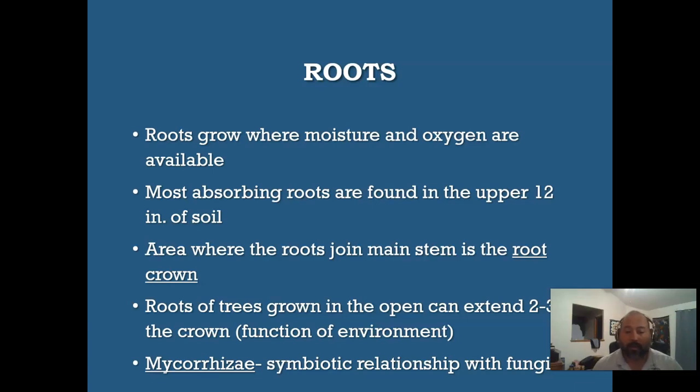The area where the roots join the main stem is the root crown. The roots of trees grown in the open can extend 2 to 3 times the size of the crown. And that's important, because that's, I think, what a lot of people in urban settings get wrong or don't understand, because they're not putting this tree into a forest full of trees where it's only going to have limited space. They're going to put some of these trees in a backyard or other places, and that tree is not going to have a lot of competition, and it's just going to spread its roots out.